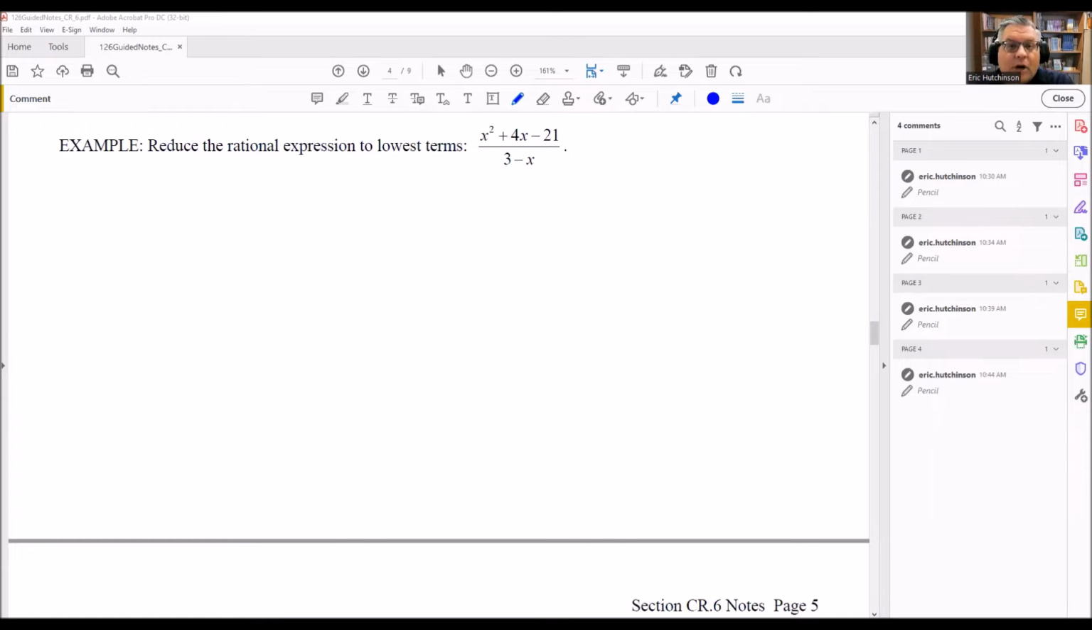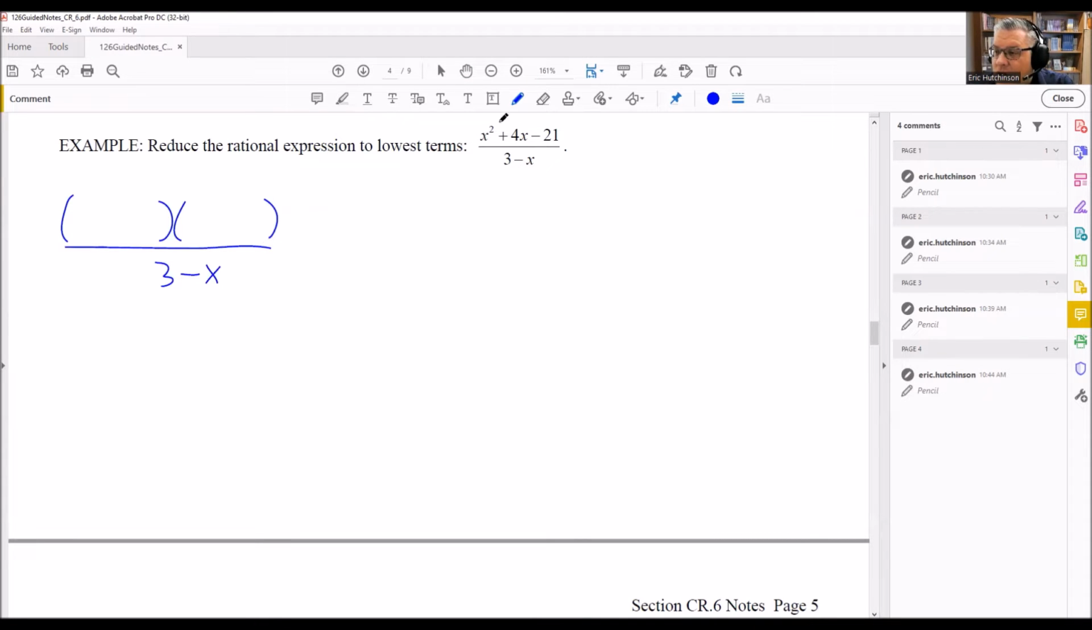Here we have a problem where we can factor the top, so we'll go ahead and do that first. The bottom can't be factored. So for all these kinds of rational expression problems, the only thing to do is to just factor. So factor what you can. Let's factor the numerator. Bottom we can't do anything with right now.